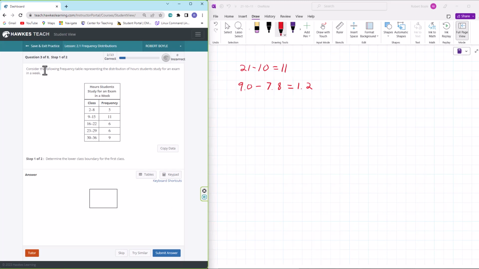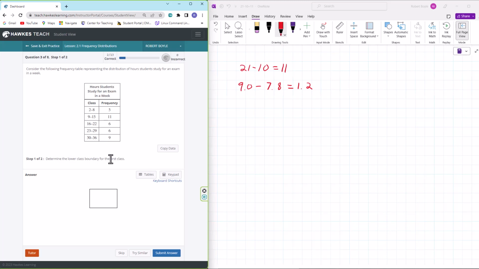So here's question 3. Notice this one has 2 parts. And we have here the frequency table representing the distribution of hours students study for an exam in a week. So that's the same type of distribution that we had for the first problem, although I think the numbers here happen to be different. Here we want to determine the lower class boundary for the first class.